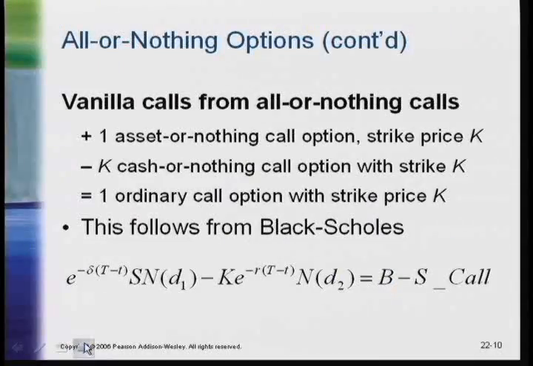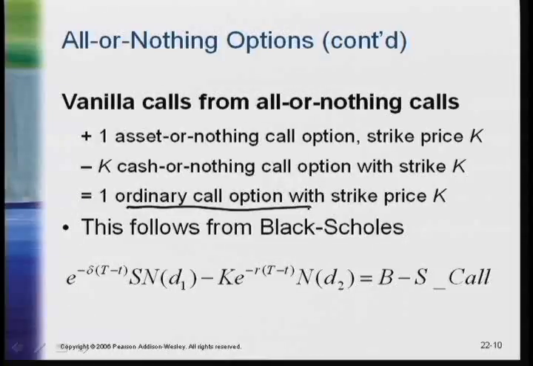So now let's look at the connection between all or nothing options and the vanilla options. Not surprisingly, if we wanted to create a vanilla call, or an ordinary call with a strike of K, what happens with an ordinary call? That gives the holder the right to buy. And what that means is that when the stock price is above K, the holder of the option is going to receive S and is going to pay K. And that's what we see here.